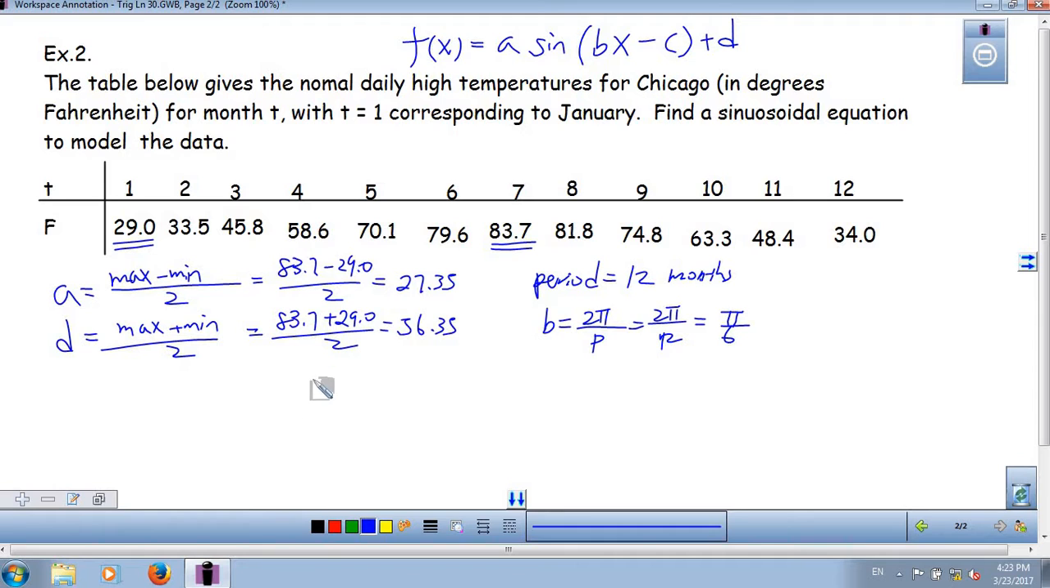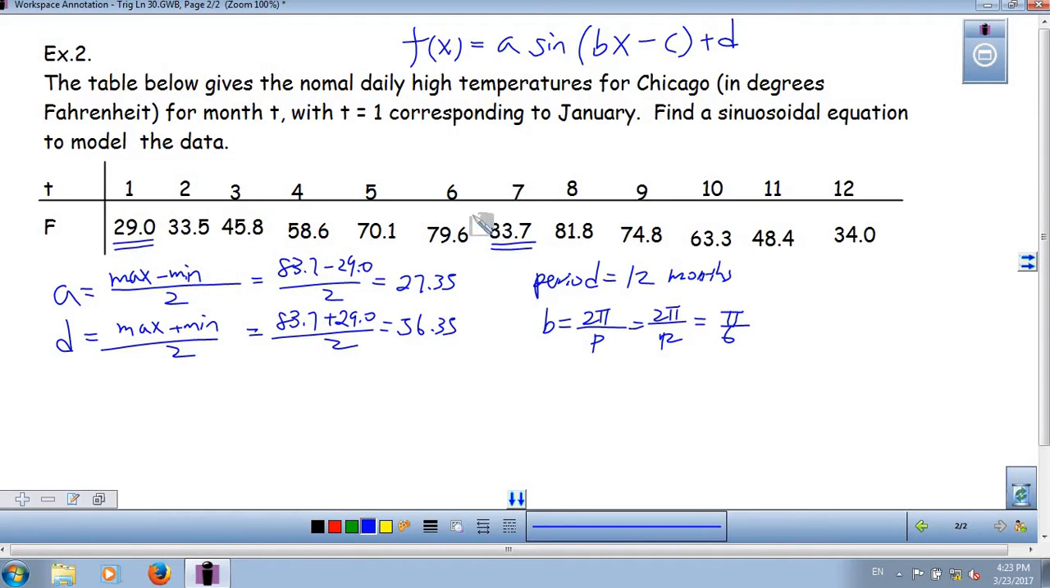In order to figure out C, we have to decide what function we want to use. Do we want to use sine? Take a look at this. Sine always starts at the midline, so 56.35. It's not very practical because we don't have 56.35 here. It is approximately in April, or somewhere between October and November, but we don't know what day, so it's going to be hard. So let's start with either January or July.